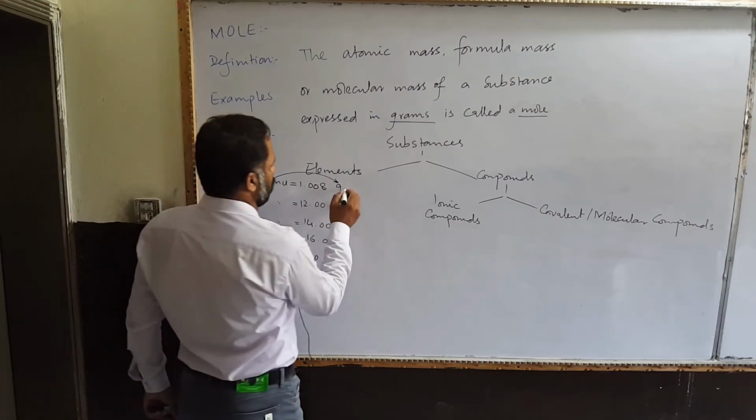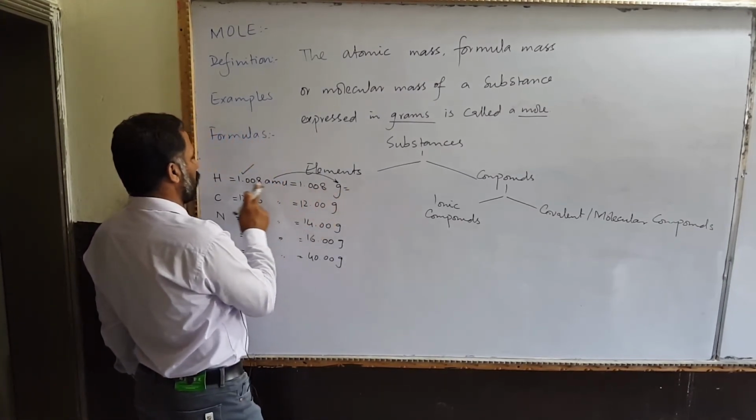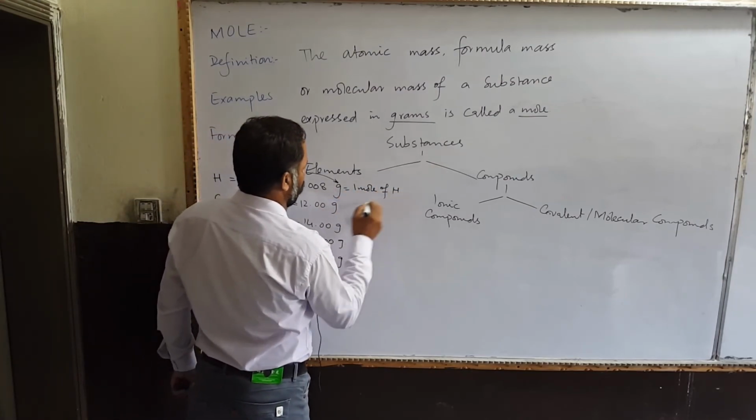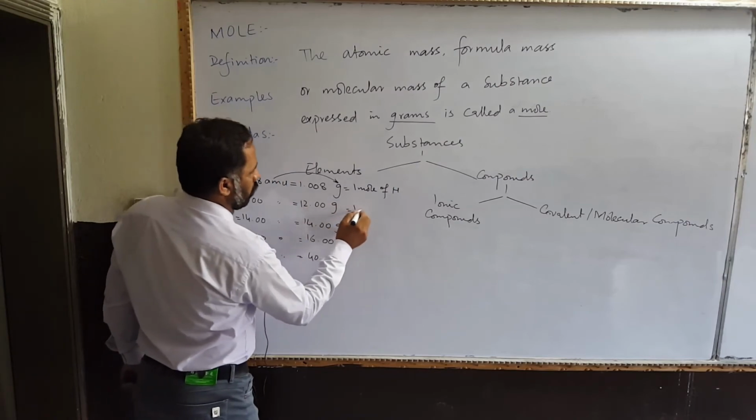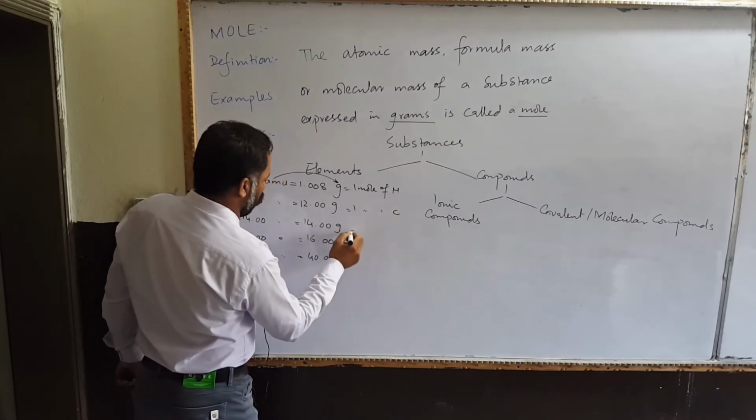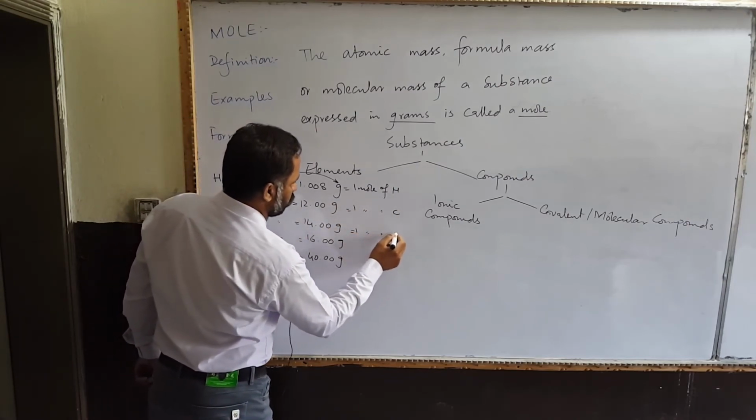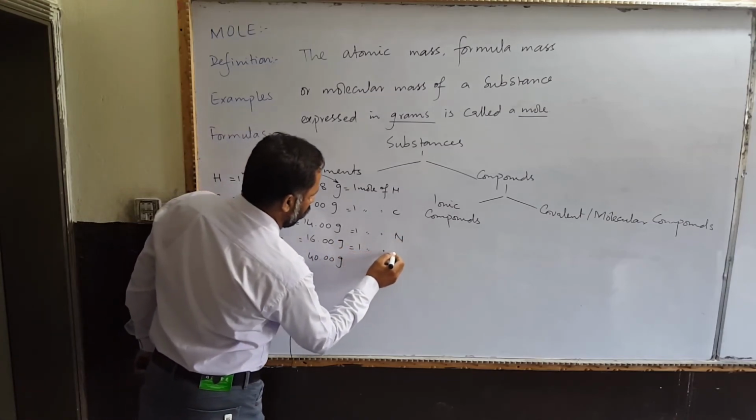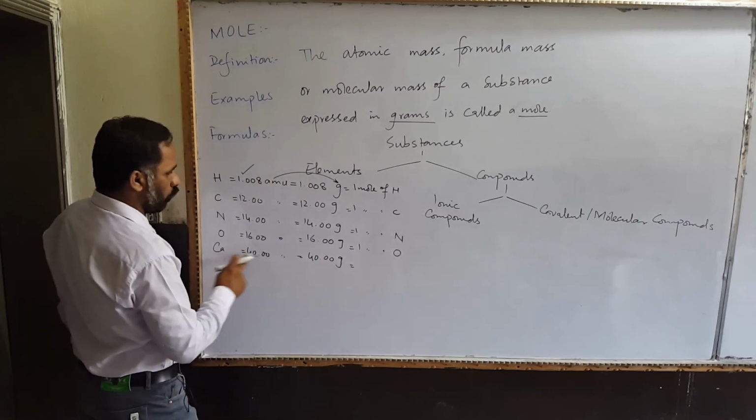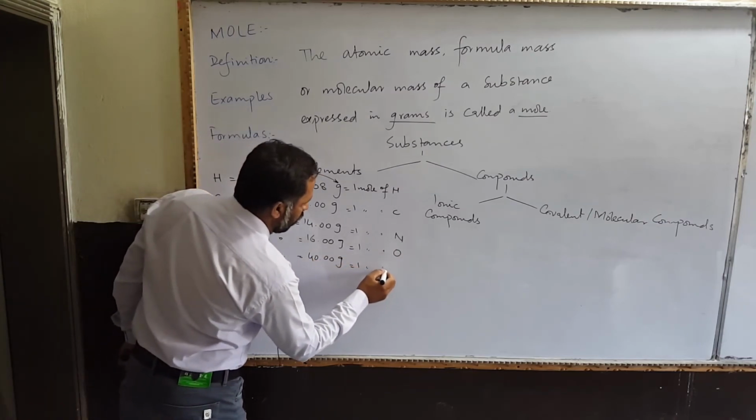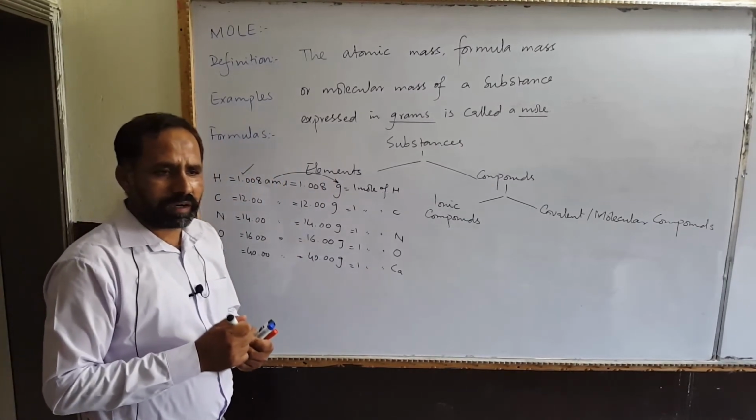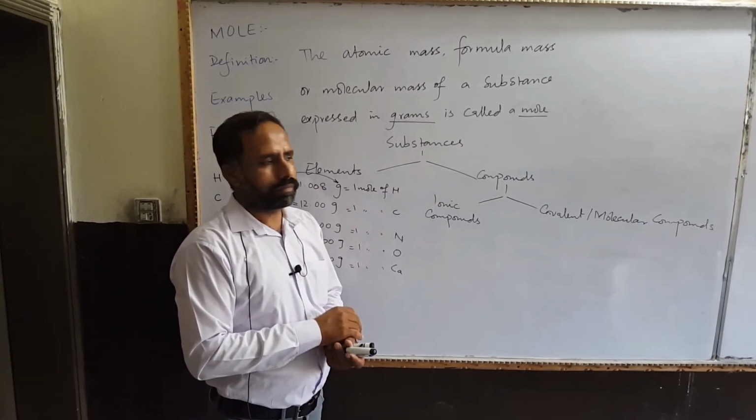I can write that 1.008 gram, 1 mole of hydrogen, is equal to 1 mole of carbon, 1 mole of nitrogen, 1 mole of oxygen, and here 1 mole of calcium. All the elements have different atomic masses, so they will have different masses for their moles.